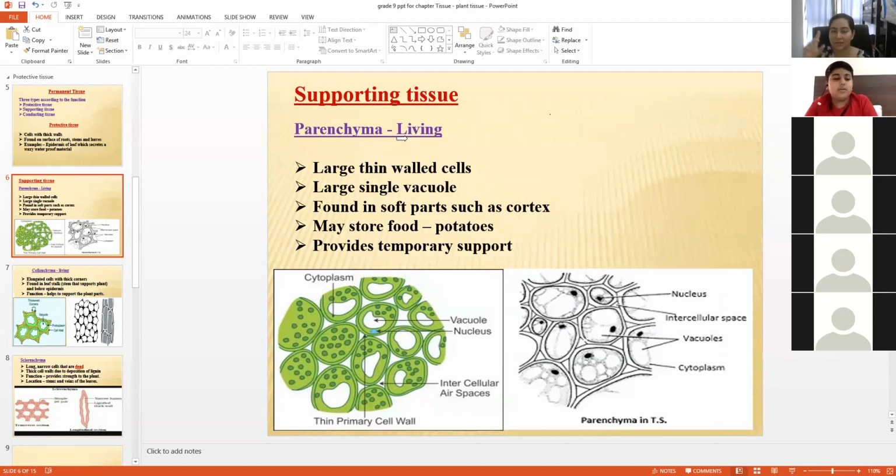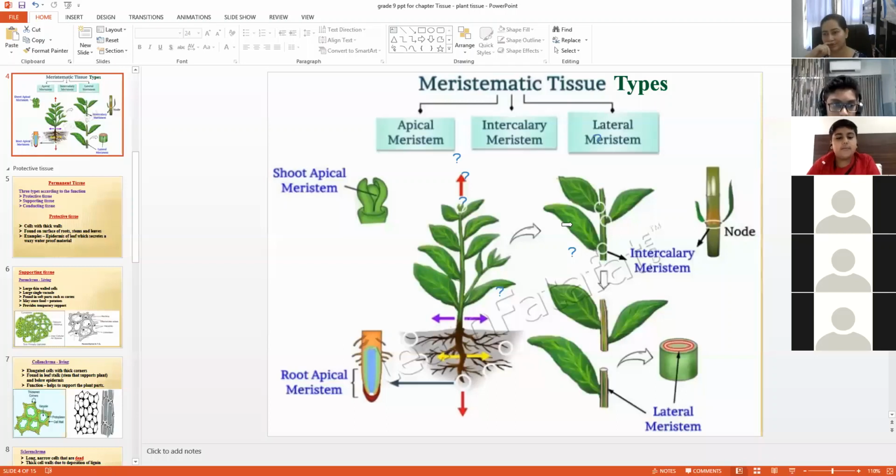This is slide number 4. Ma'am, are the apical meristem and lateral meristem on the outer surface of the plant or the inner surface? See, Arya, the division starts from the inner part and then comes to the outer part. What is the function of intercalary meristem? For the growth of branches?